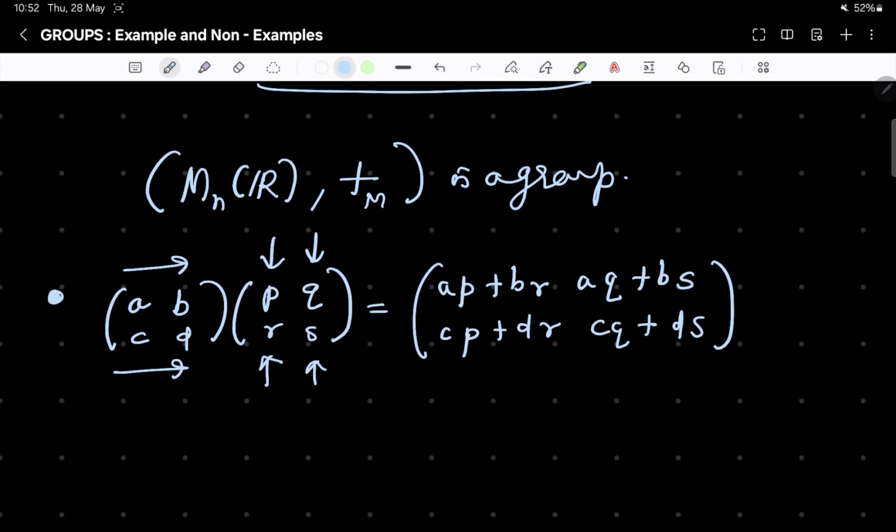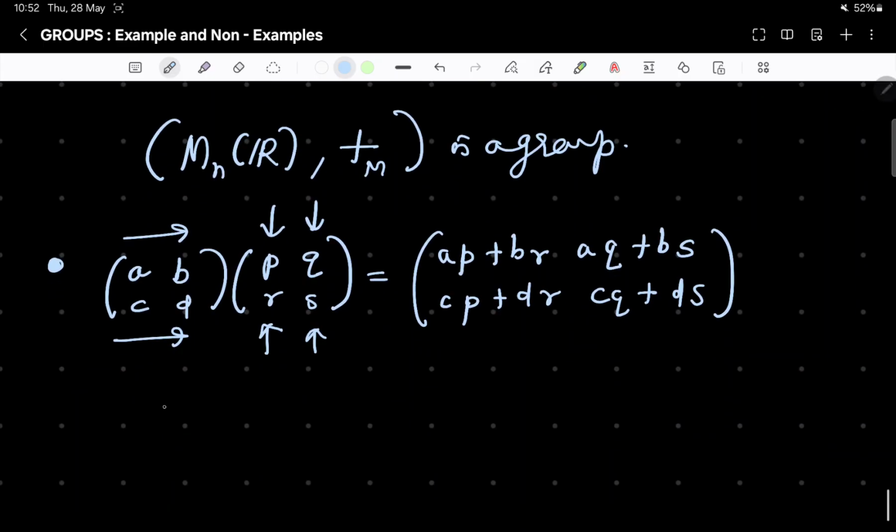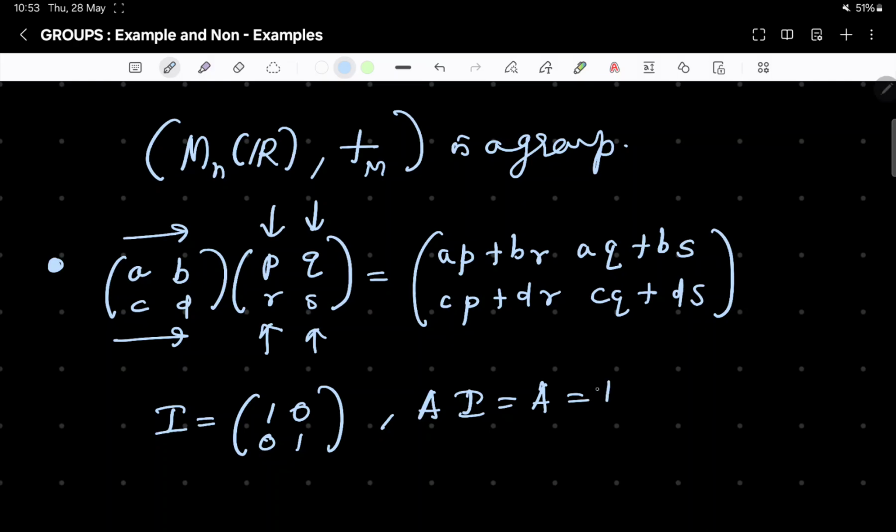You might have studied this already in the first semester in the linear algebra course. So this is a matrix multiplication, but what is the problem with this? What is the identity? So the identity matrix here, you can see if you multiply any matrix with this matrix I, you get A back. You can verify this if you want to.